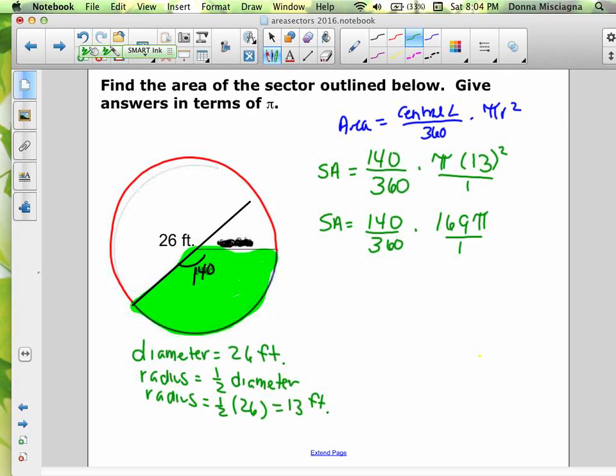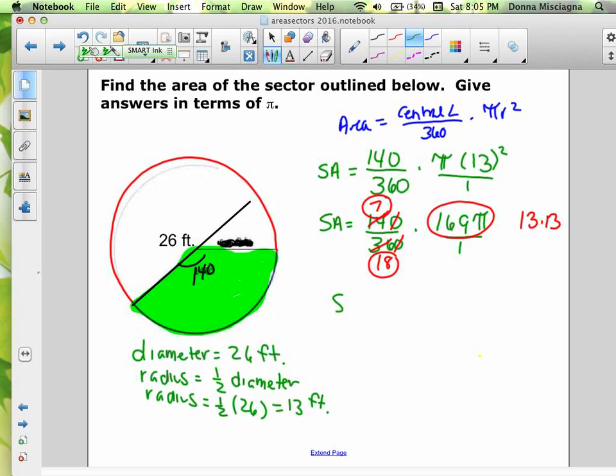Let's start off with the easiest thing to reduce. Notice we have 2 zeros we could cancel out, right? That's just dividing by 10. Now we have 14 and 36. They're divisible by 2. 14 divided by 2 is 7. 36 divided by 2 is 18. Well, you might be thinking, can we reduce 18 with 169? Remember that 169 is 13 times 13, and 13 is not a factor of 18. So that's all the reducing we can do. So we've got 7 times 169 pi over 18.